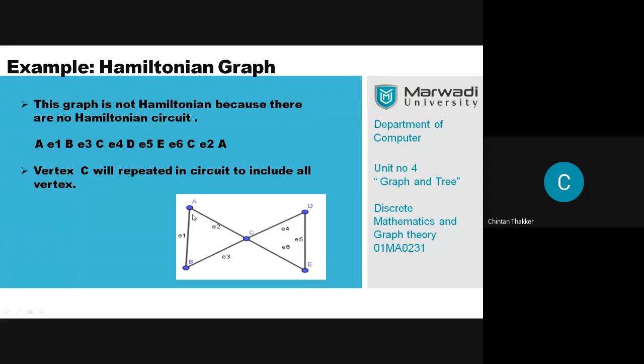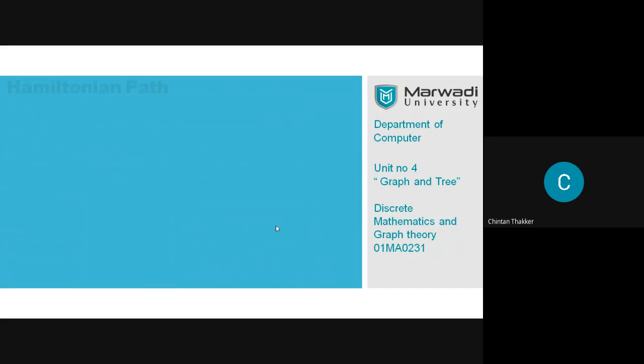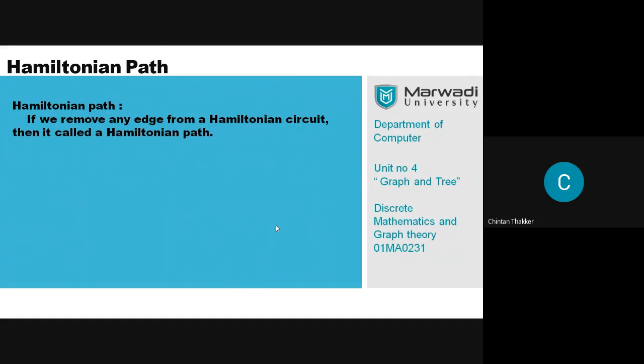If you start with C or A, if you start with A, then A, E1, B, E3, C, E4, D, E5, E, E6, C, E2, A again. So it is a closed walk which contains all edges, but there is no circuit which contains all vertices. So it is a Euler graph, not a Hamiltonian graph. Okay.